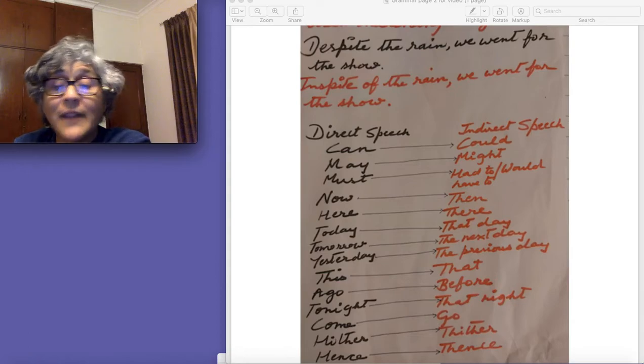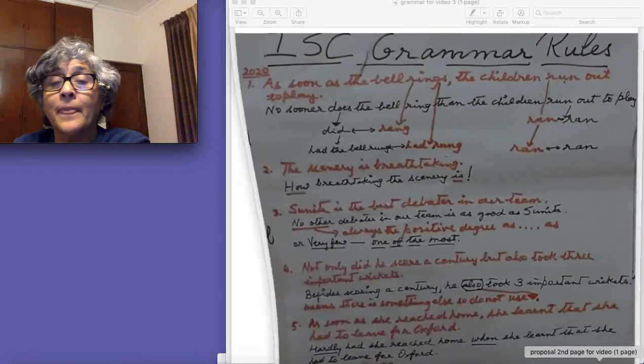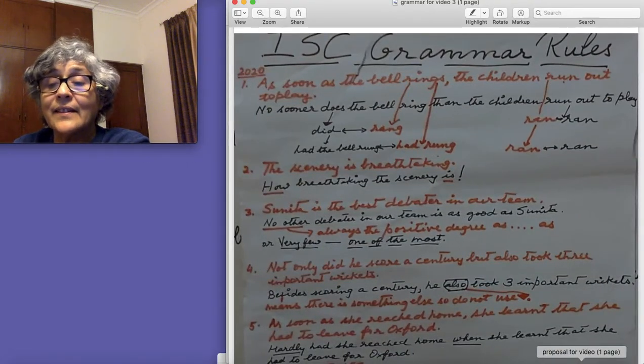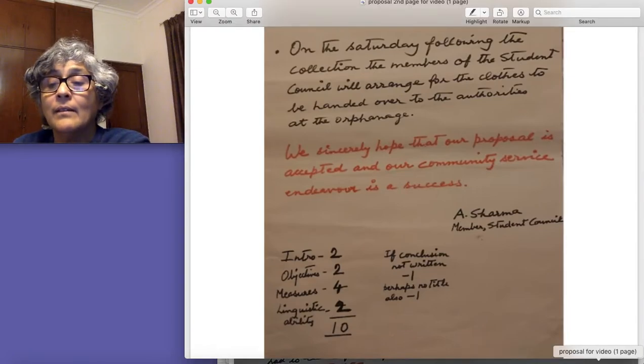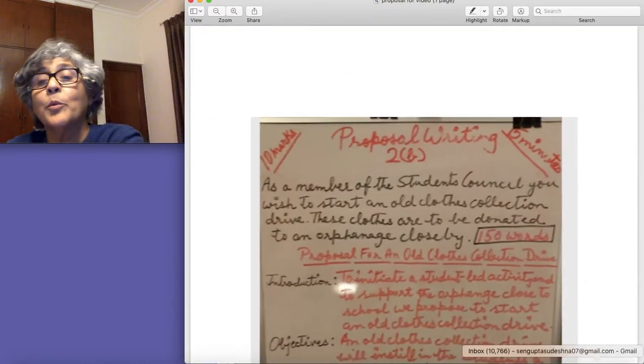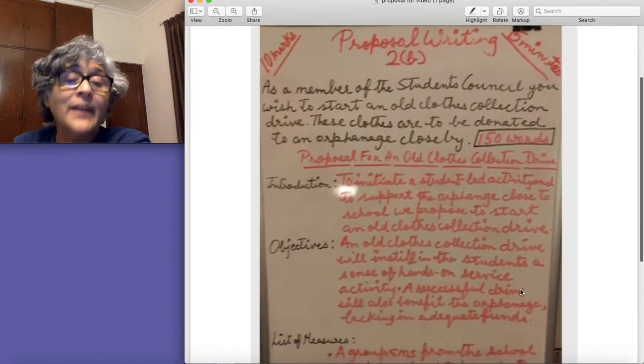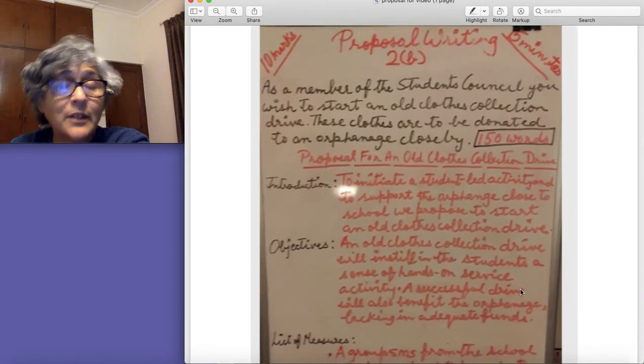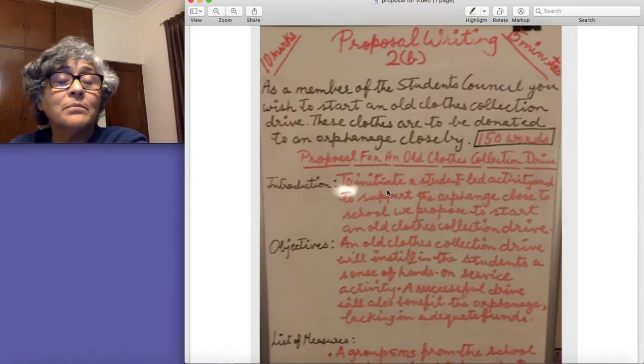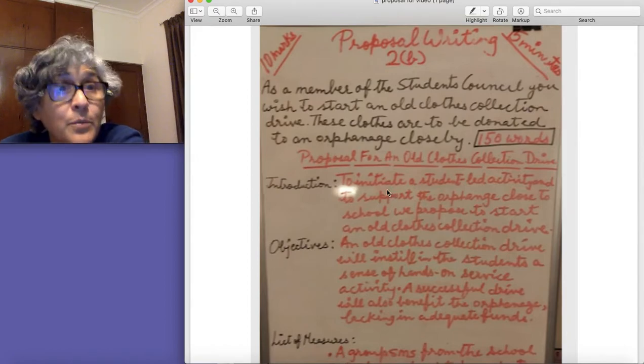So, we have done a few rules of grammar. We have done some of the sentences. We have done the proposal, how to write a proposal, and the format. You have to be careful, especially with the mark scheme. And I hope this has been of help.